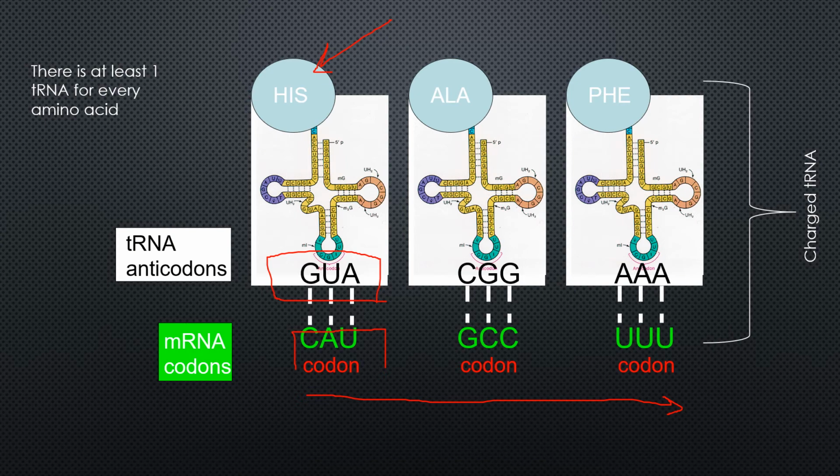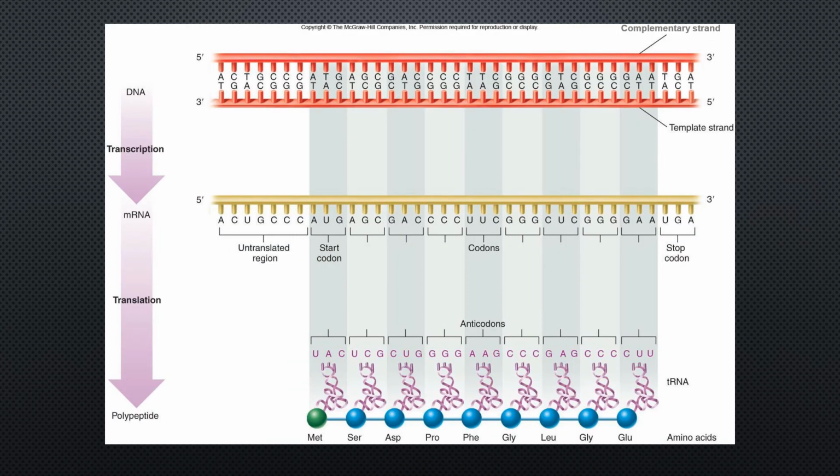When the tRNA is full of its amino acid, we call that a charged tRNA. So when it brings in the amino acid, the charged tRNA binds the codon on the mRNA. So here we are just looking at it overall.